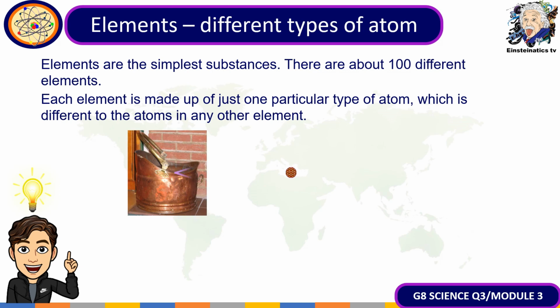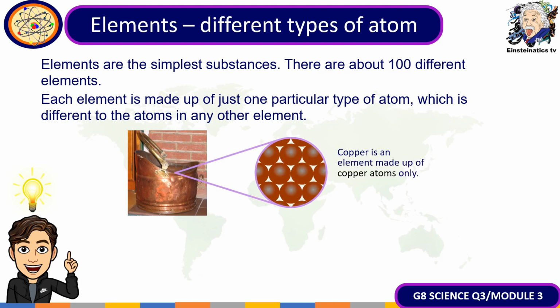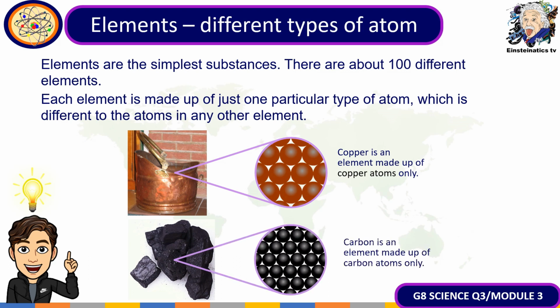As what is given by this example. So, copper is an element which made up of copper atoms only. In the same manner, yung carbon naman is an element made up solely of carbon atoms.